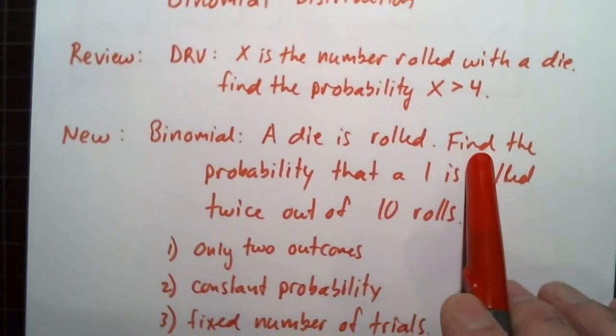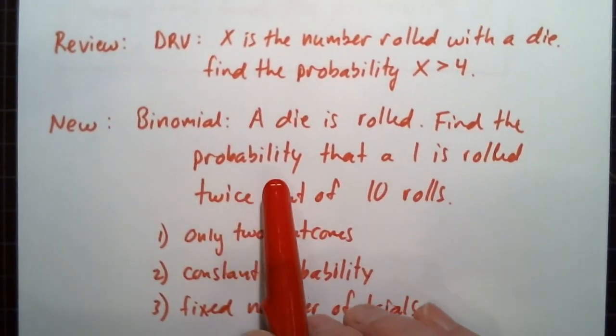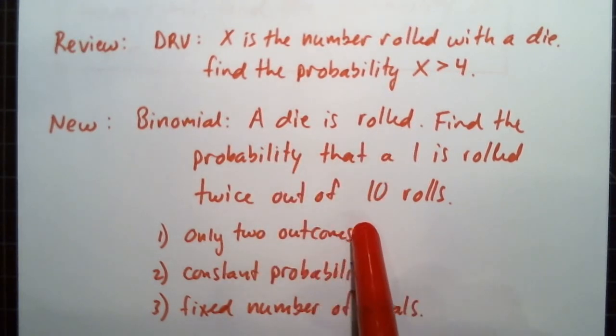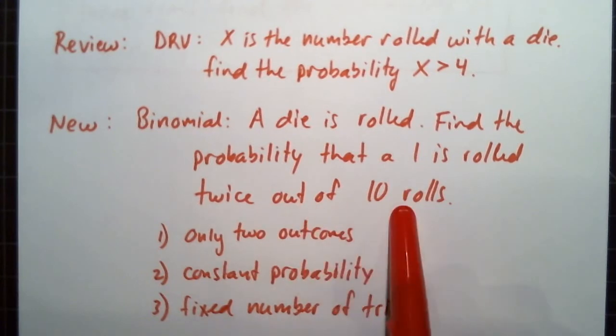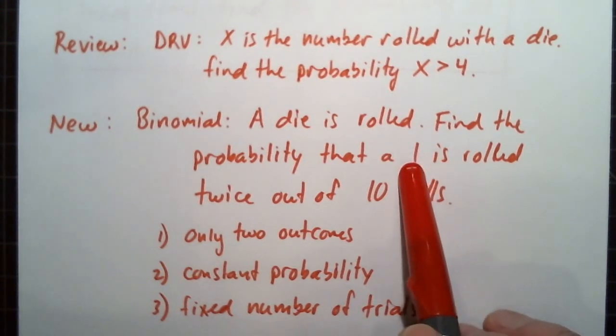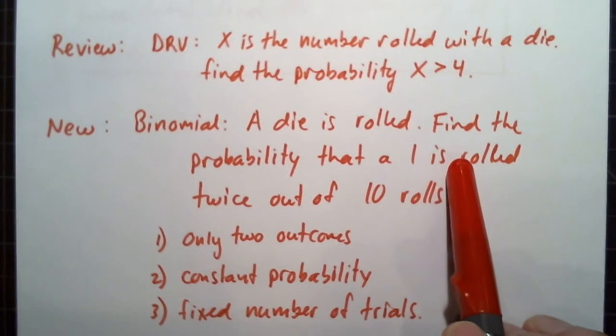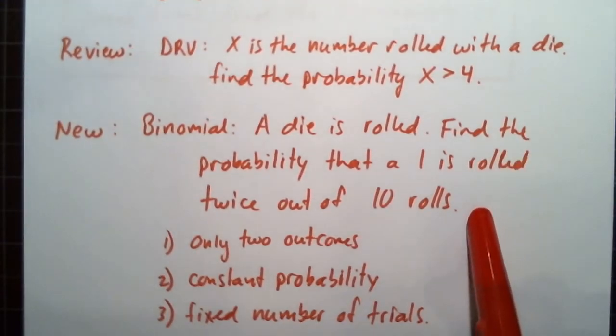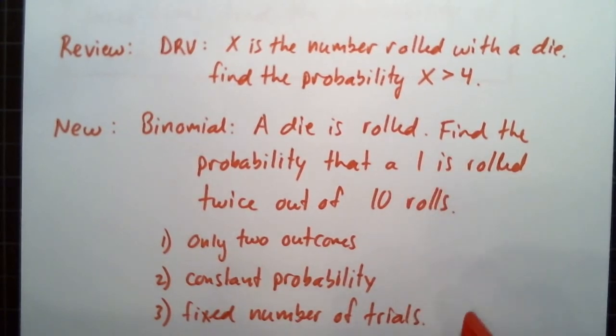But today, with a binomial distribution, a similar question: a die is rolled. Find the probability that 1 is rolled twice out of 10 rolls. And so this is what a binomial distribution would represent. What is different about this is that it's either a 1 or not a 1. In the first one we look at all the possible values, and here it's just a 1 or not a 1.